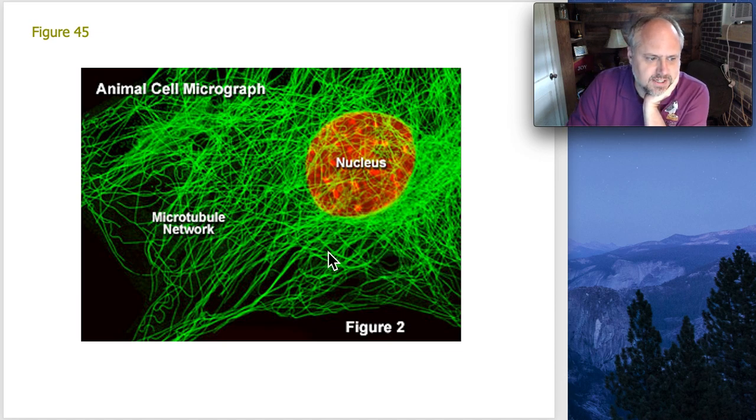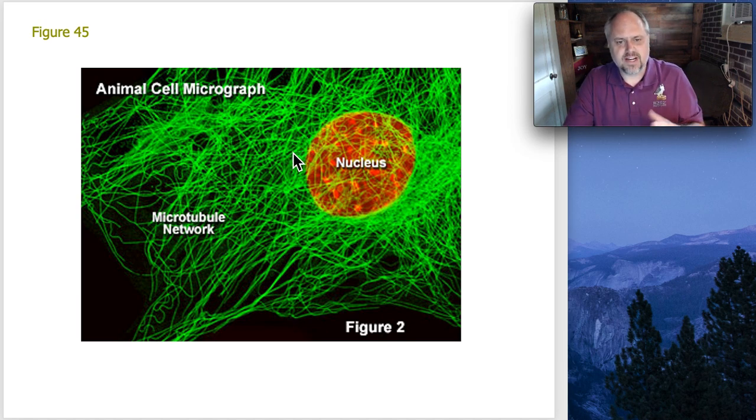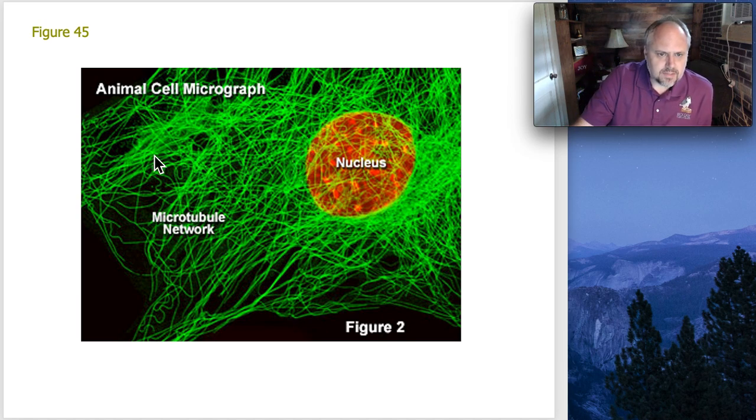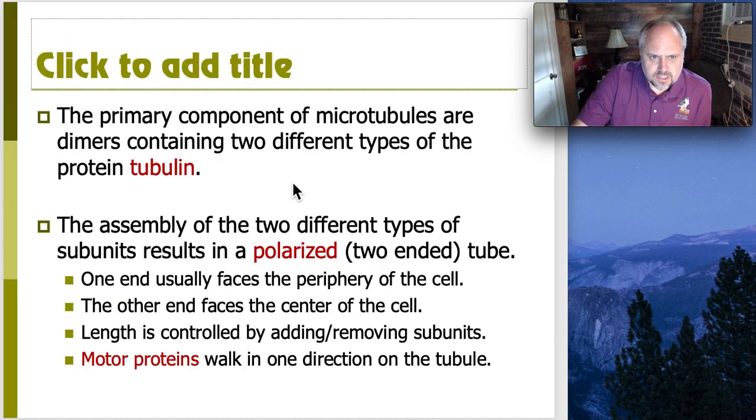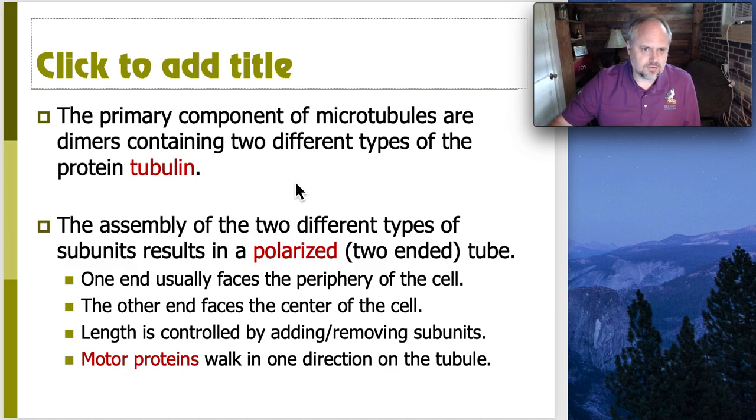You can also see fairly nicely the idea of a highway network. So if I want to move something from one end of a cell to another, these microtubules make a really good pathway on which to move things from side to side. The structure involves a protein called tubulin, and there's basically two different kinds of tubulin that go into microtubules.